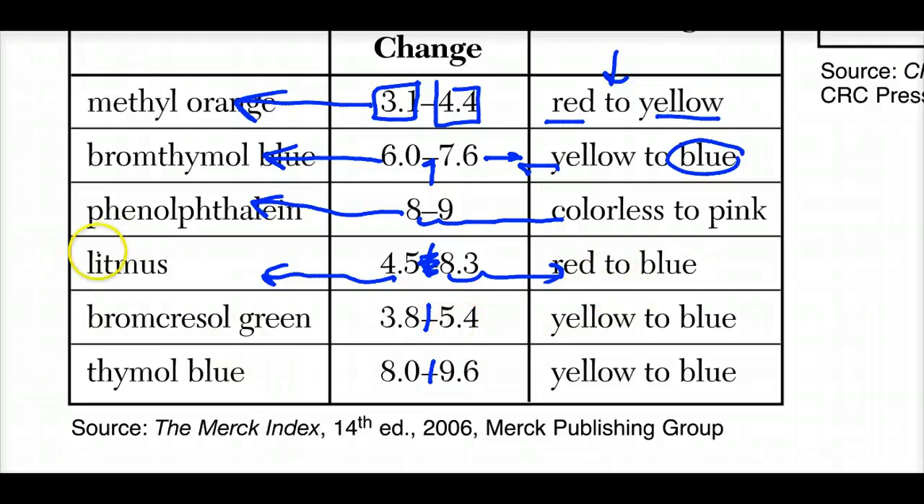So they talk about an indicator. They said, which of the following makes litmus turn blue? Well, we're talking about a basic pH, so you're looking for a base. If I say, which of the following makes bromthymol yellow, I'm looking for something 6 or lower. That's an acidic range. I'm looking for an acid. And it really is that simple.